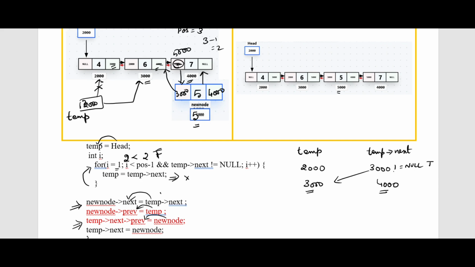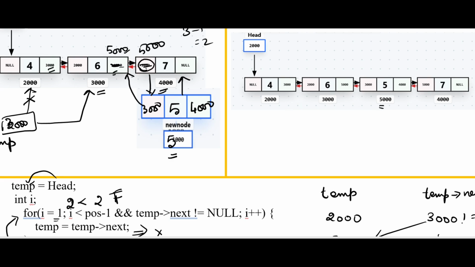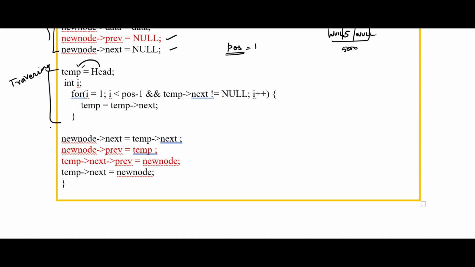And next, finally, temp of next is equal to new node. This is temp of next. Here, new node 5000 should come. Now you see this diagram. This 5000 here gives links here, and here 3000, and here 4000, and here 5000. So in this way, we inserted at a specific location. So now I completed the coding part for this case.